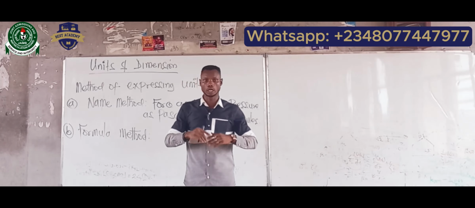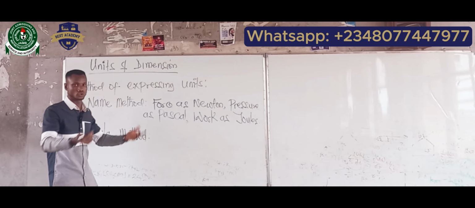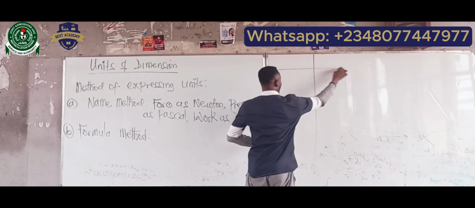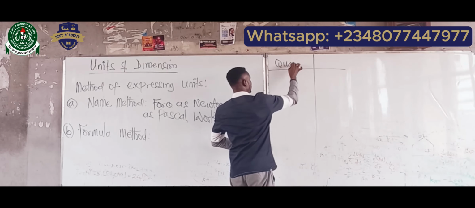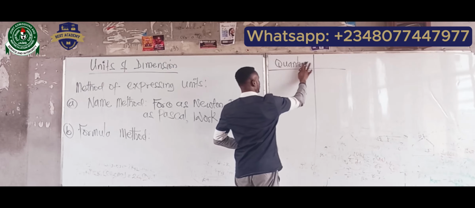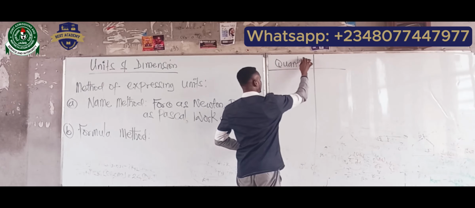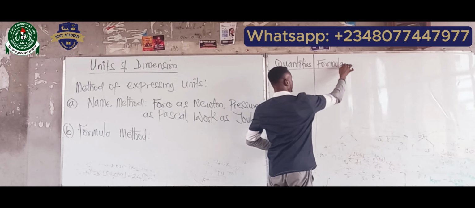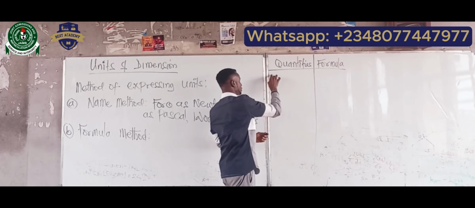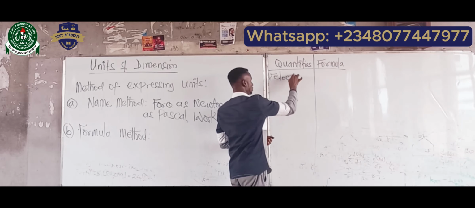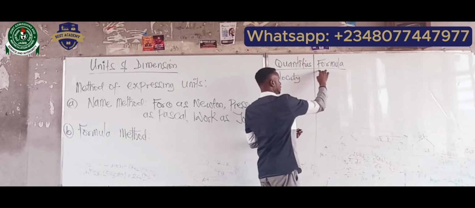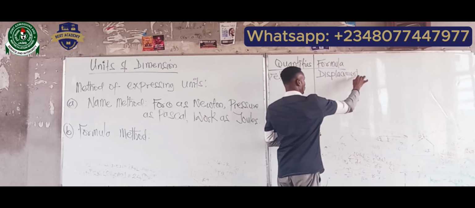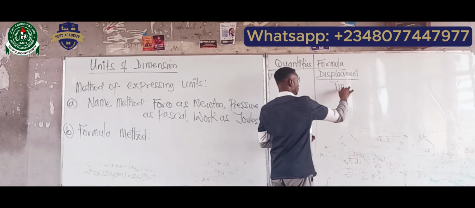So now let's try to write some of the formulas here that will be useful to us. Number one, we have quantities and the formula. The first one here, velocity. The formula for velocity is what? Displacement over what? Time. Please take note of this.